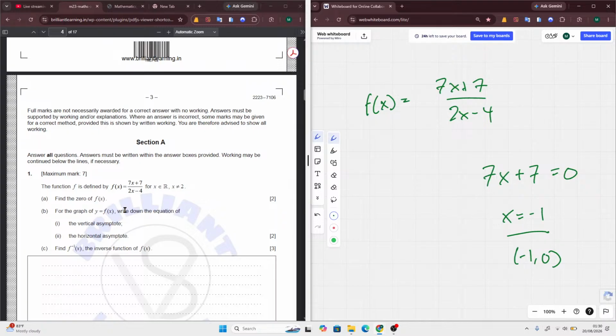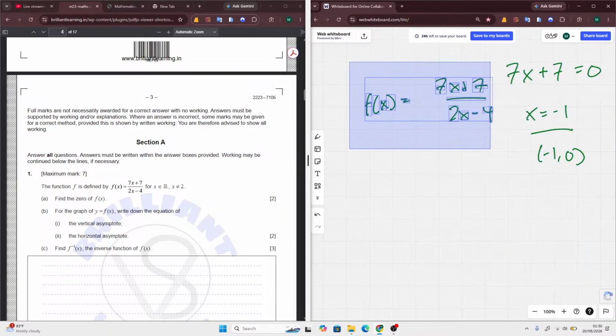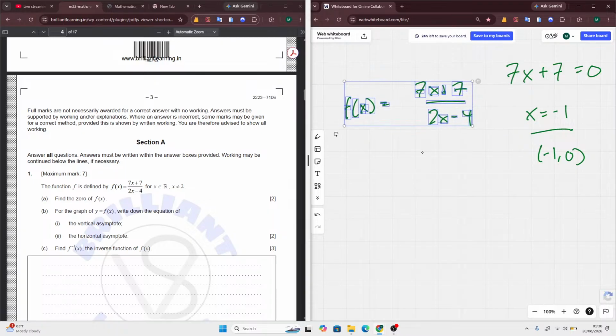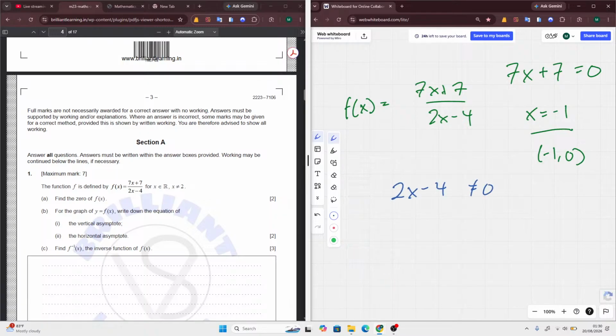Then it says for the graph, write down the equation of the vertical asymptote and the horizontal asymptote. So the vertical asymptote here is the easiest. We are always going to get a vertical asymptote on a graph when I have an x value that's invalid. So what I'm concerned about here, because we've got the fraction, is that I would end up dividing by 0. That tells me that 2x - 4 cannot be 0, which tells me that 2x cannot be 4, which tells me that x cannot be 2.